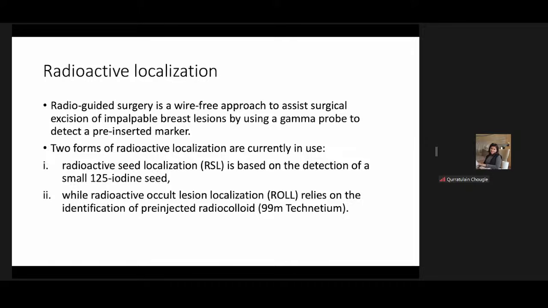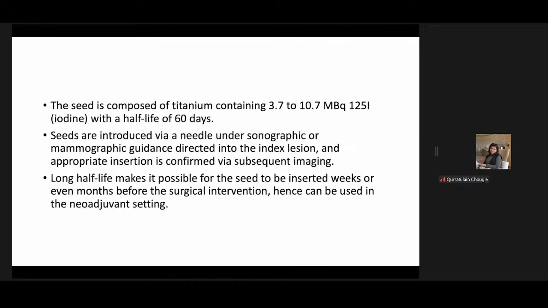I'll start with the radioactive localization. Radio-guided surgery is a wire-free approach to assist surgical excision of impalpable lesions, where we use the standard gamma probe, which is available in our operating theaters. There are 2 forms of radioactive localization currently used. One is the radioactive seed localization, based on the detection of small iodine-125 seeds. And then there is radioactive occult lesion localization, which relies on the identification of the pre-injected radiocolloid, which is your technetium-99. I do not have any personal experience with this, but this is the literature that I found.